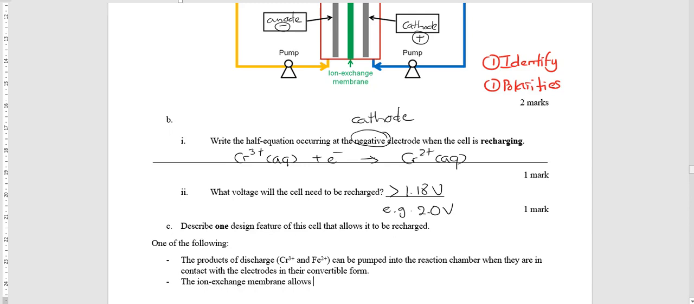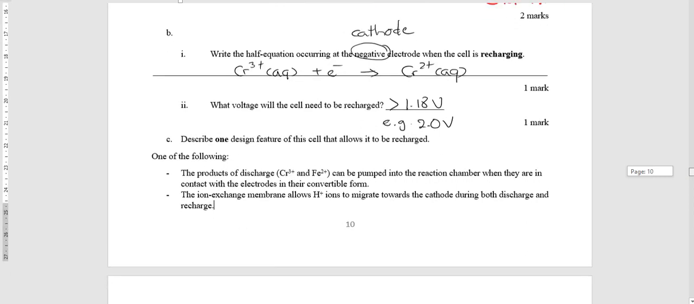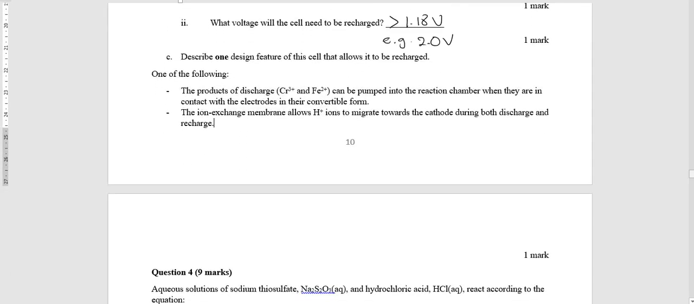which allows protons, or H plus ions, and the reason why you know it is H plus ions is because the question tells you that you have an acidified solution, to migrate towards the cathode during both discharge and recharge. So this is another acceptable answer, and we'll see what else you can tell me, but you only need to tell me one of these. And I will give you marks if whatever you come up with is also reasonable.